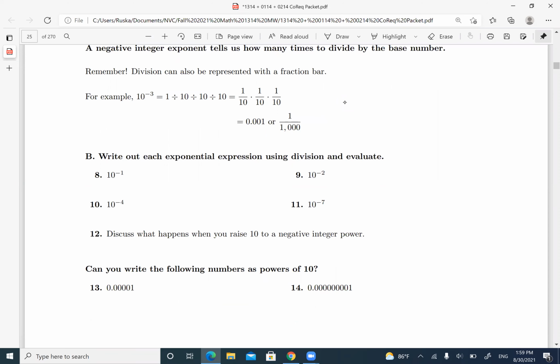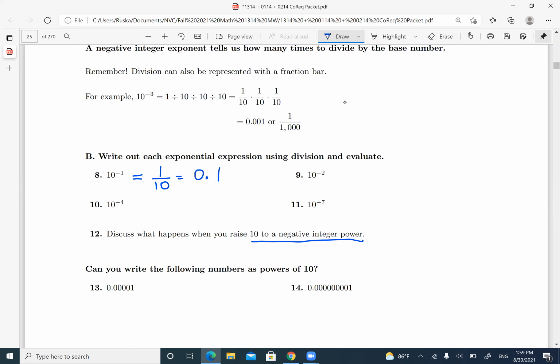So now let's do some of the examples here, and let's try to find the pattern. I'm not going to tell you right now for negative. You're going to tell me number 12, where you have to discuss what happens when you raise 10 to a negative integer power. So I'm going to do the examples and think about what the answer is for this question, okay? So let's start with 10 to the negative 1. 10 to the negative 1 is what? 1 over 10, right? And 1 over 10 is 0.1.